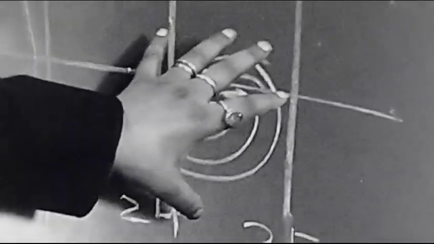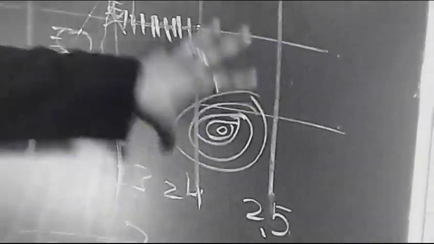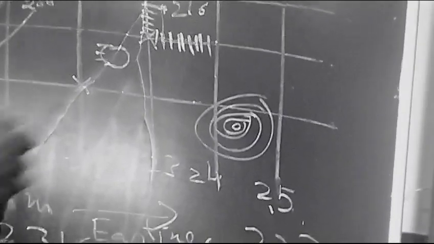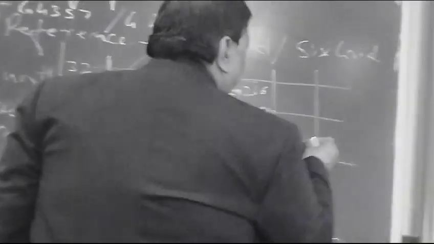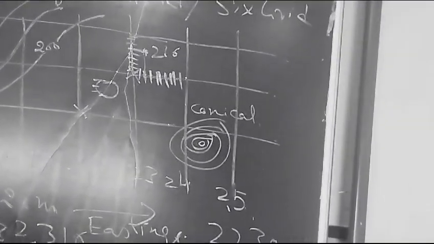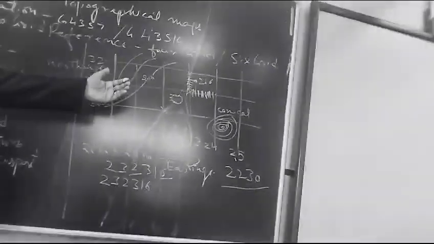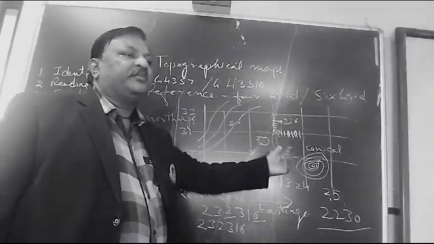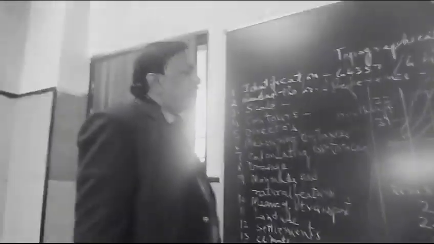For example, this structure which is formed by the contour lines over here shows you a conical hill. So here you will write: this structure is conical hill. In this way, we are going to find out whether the structure has the gentle slope or the steep slope, or it may be a conical hill, ridges, etc.